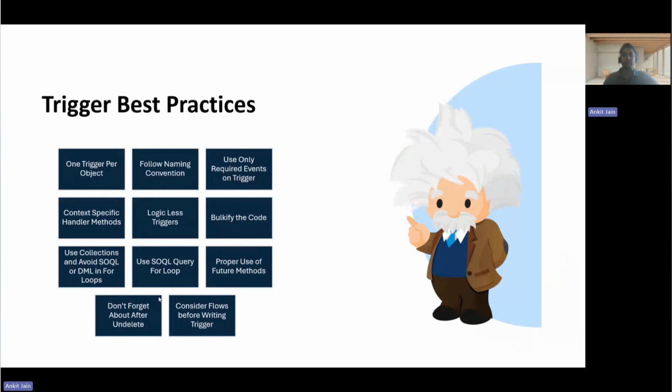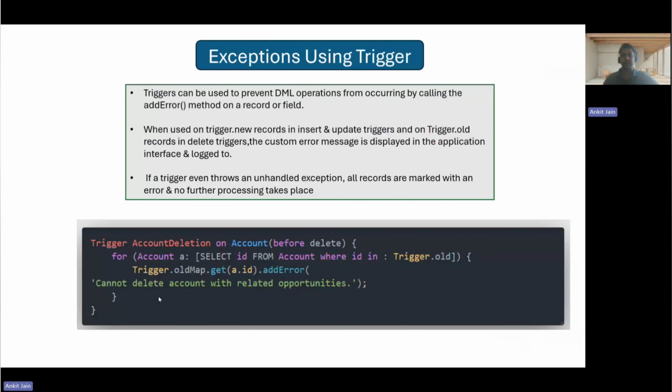So today's scenario is based on the exception, how we can give an error message using the trigger. So before we move toward the actual scenario, let's quickly cover the theory on that part, and then we will move on to the scenario part.